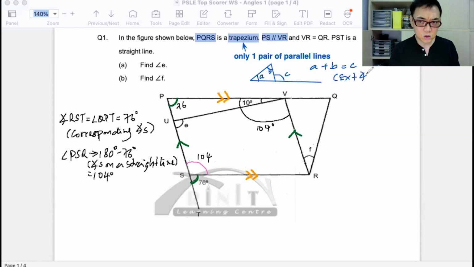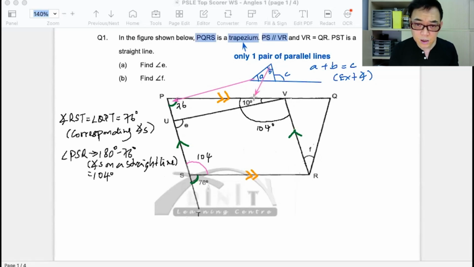Now, just so that you don't get confused, some teachers will say exterior angle of triangle. Some teachers will give you the very long version, which is exterior angle of triangle equals the sum of interior opposite angles. But actually it's the same thing. So in secondary school, we simply call it exterior angles. So very good, well done. So now I know that PVR is 104. I want to find angle E. Now this angle here, I would like to draw your attention, so please pay attention to this. Angle A is the angle over here.